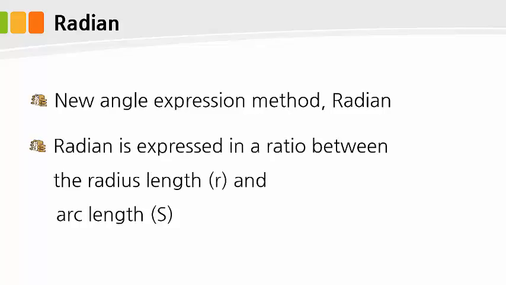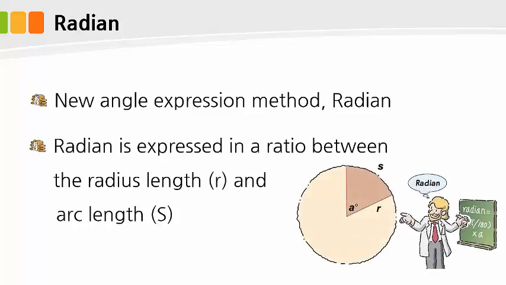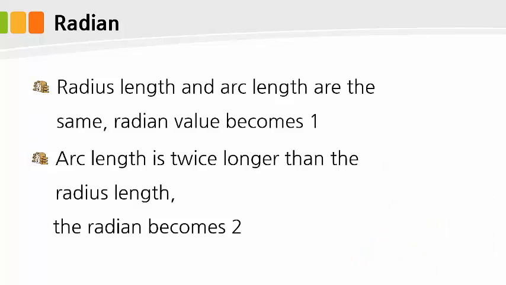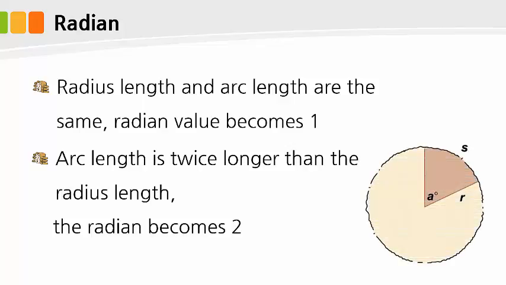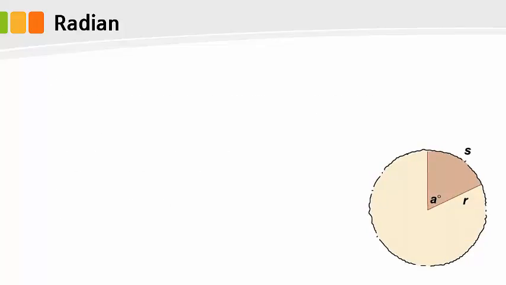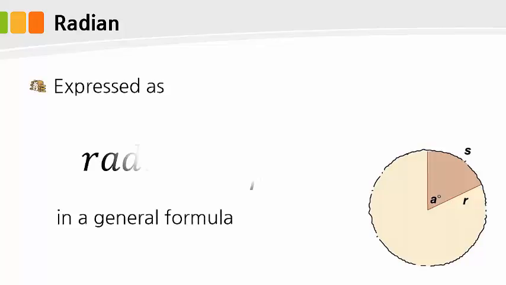Let's learn about a new angle expression method, the radian. The radian is expressed as the ratio between the radius length and the arc length, and the unit is a radian. When the radius length and arc length are the same, the radian value becomes 1. When the arc length is twice the radius length, the radian becomes 2. It can be expressed as radian equals s divided by r, in a general formula.